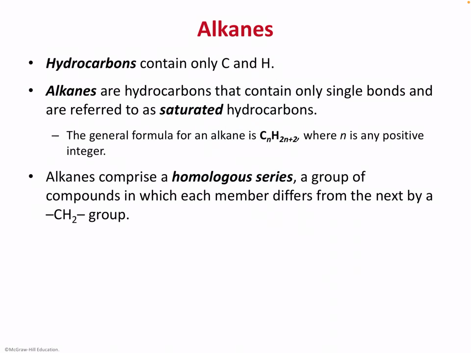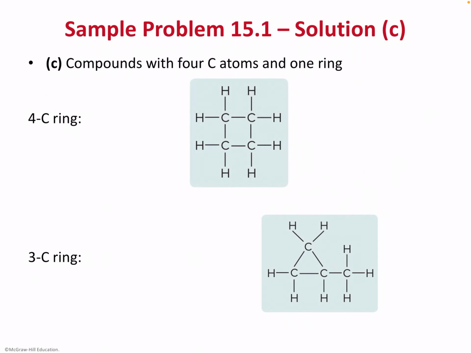All right, you go back like this with 1 ring. 1, 2, 3, 4 carbons. So you put a 4-membered ring and then the hydrogens on it. And then here's another, a 3 carbon ring, 1, 2, 3, and 4. The ring has 3 carbons and 1 branch.